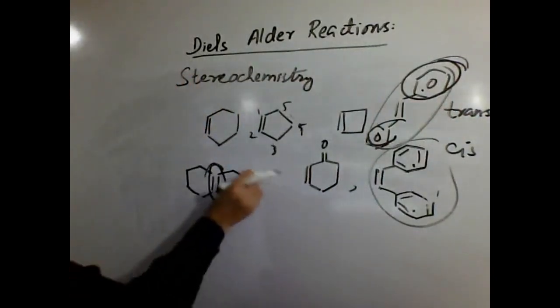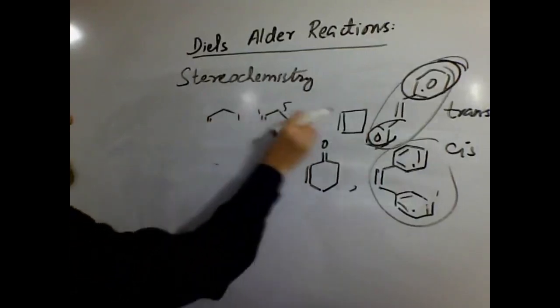Similarly, what about the dienes? They could be of many types as well.